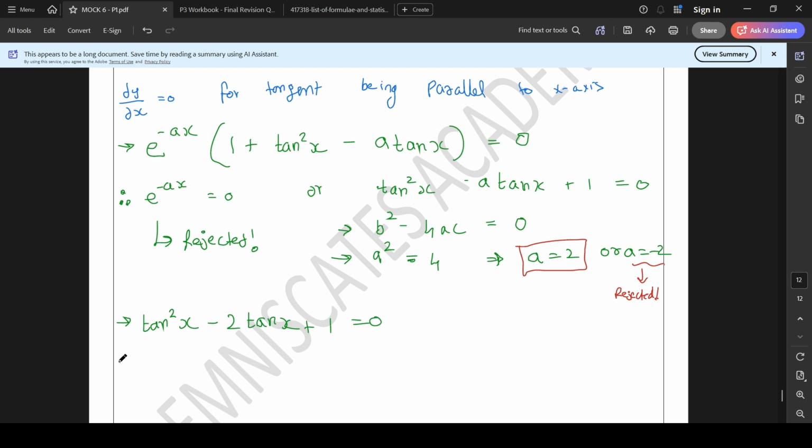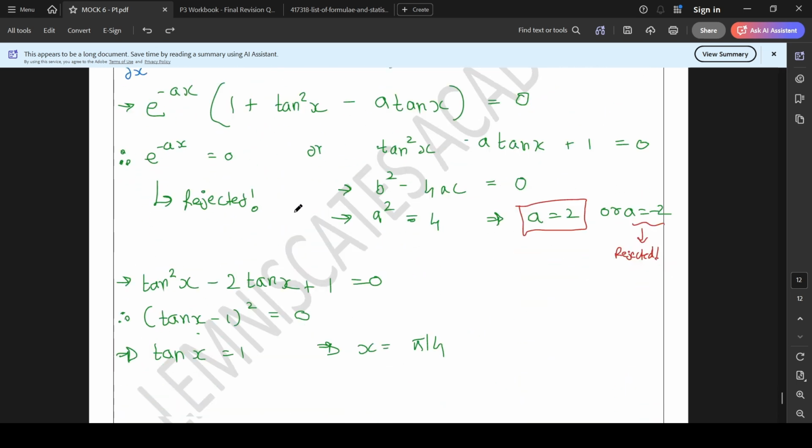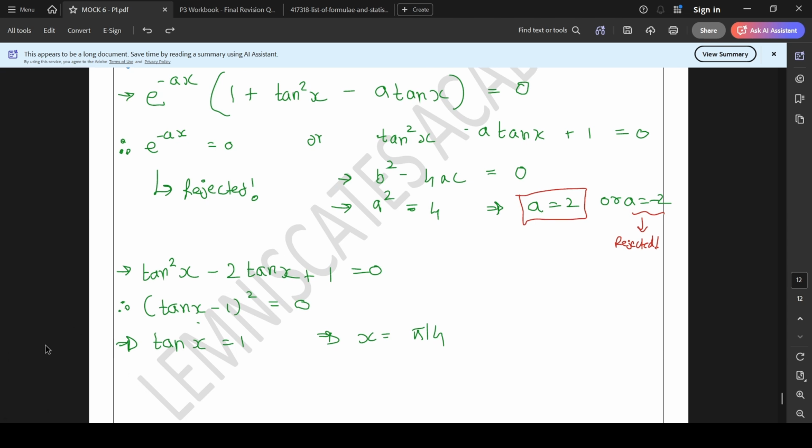So I can say that tan x minus 1 the whole square is equal to 0. And this implies that your tan x is equal to 1. And from here you can say x is equal to pi by 4. If you do tan inverse of 1, it will become pi by 4. And that's the solution in between 0 to pi by 2. So this becomes the answer for this question. This is the exact value that you got. x is equal to pi by 4 and a is equal to 2.